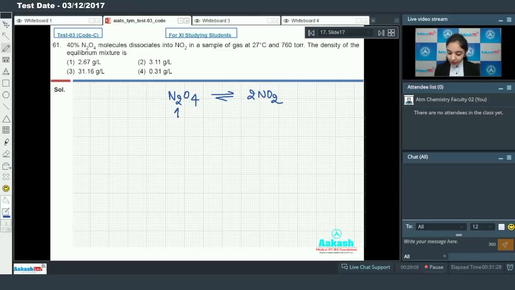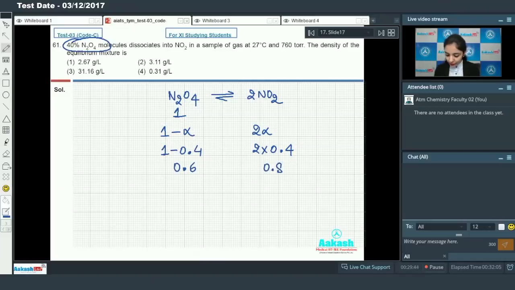Suppose there is initially 1 mole of N2O4 present, and after time t it will be 1 minus alpha and 2 alpha, and you have been given that 40% of N2O4 molecules dissociate. It means the value of alpha will be 0.4, so it is 1 minus 0.4 and it is 2 into 0.4. So the moles of N2O4 will be equal to 0.6 and the moles of NO2 are 0.8.